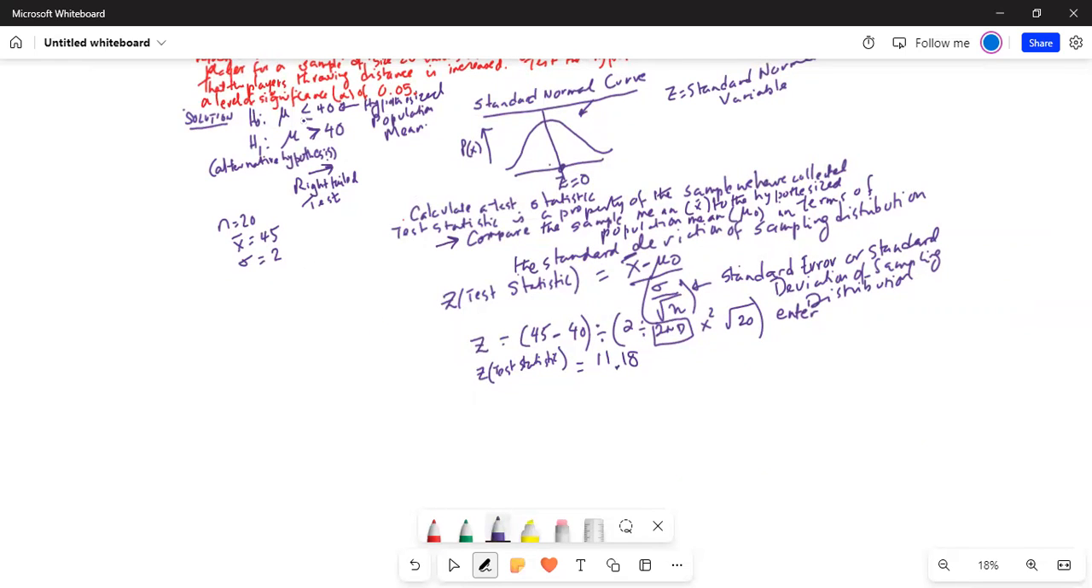Remember, I've told you this is a right-tailed test because the two slanted lines making greater than points to the right. That means the rejection region will fall somewhere over here.